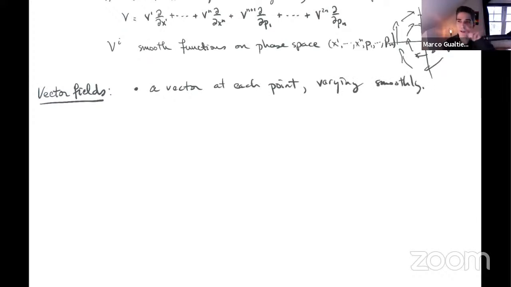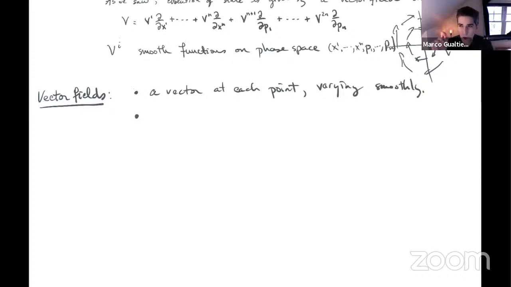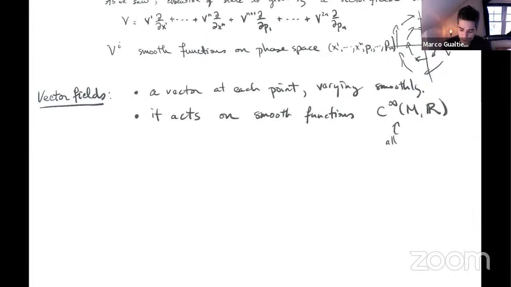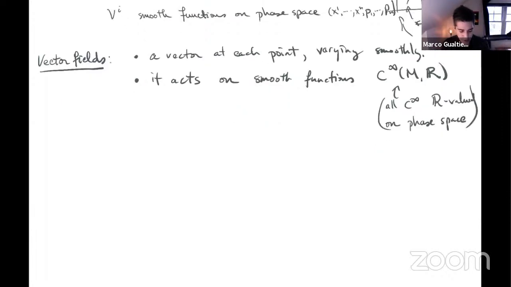Right, so at each point of phase space, I give a vector, and that vector changes depending on where we are. Or instead of thinking of what it looks like at each point, we could think of how it acts on functions. It acts on smooth functions, so this is all smooth C infinity functions on phase space. These are real valued functions. Okay, and this vector field acts on these functions by differentiation.